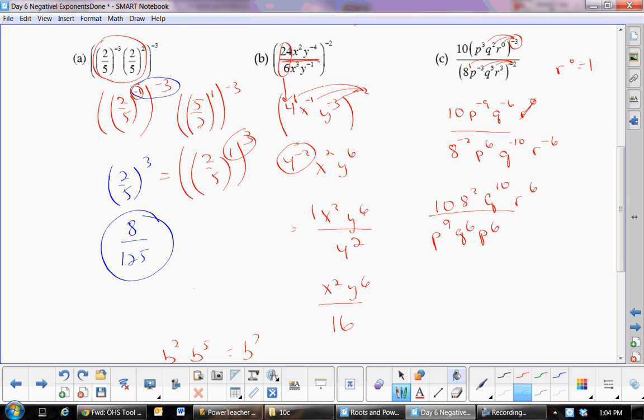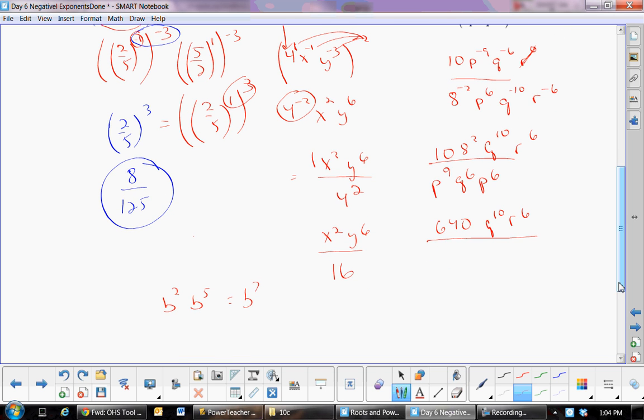Okay, so on the top, what's 10 times 8 squared? I'll just tell you, it's 640. And let's just do q to the 10, r to the 6, because I multiplied those two together. Is there anything I can get together in the bottom? That'd be p to the 15, q to the 6.